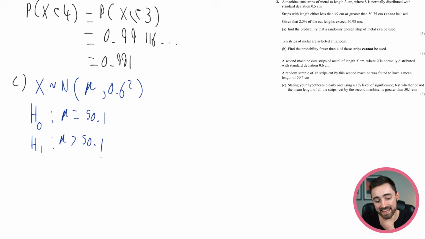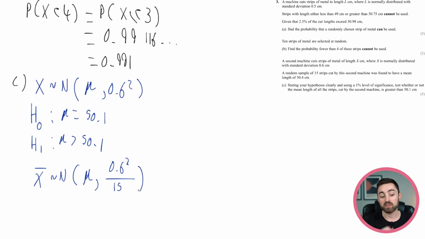Okay, so here's the interesting thing. I come along and I do a hypothesis test. Now I take a sample of 15 strips and then take the mean. So my distribution is slightly different, because the distribution of the mean of these 15 isn't going to be this. It's also going to be normally distributed with the same mean but a lower variance. And the variance is going to be the variance of this distribution divided by my sample size. In other words, the bigger the sample, the smaller the variance, which should make sense, right?